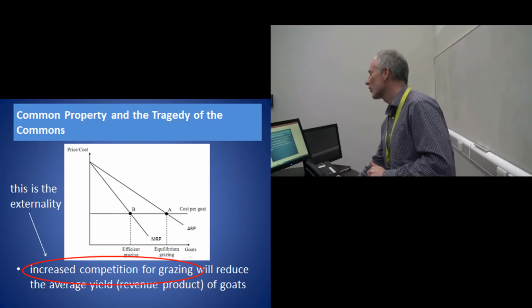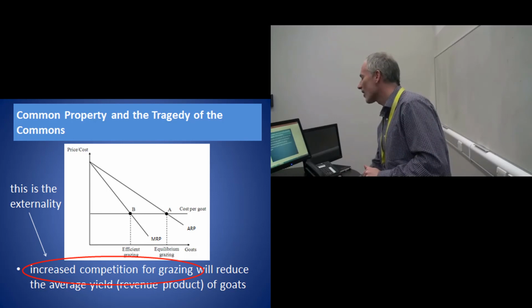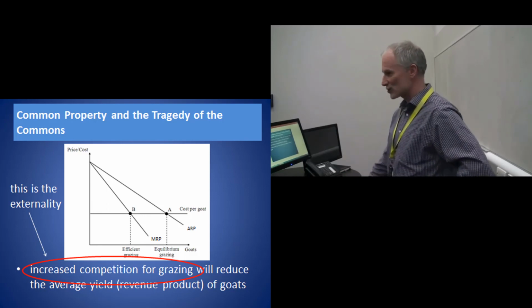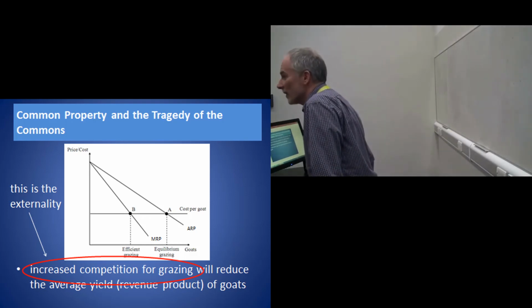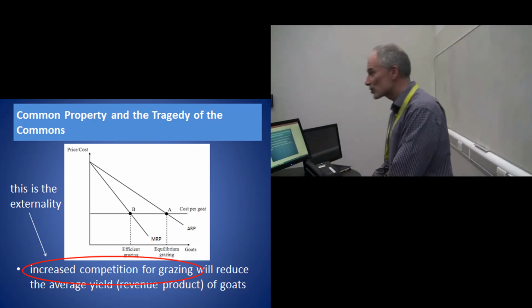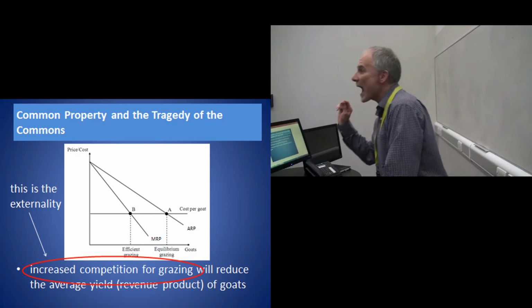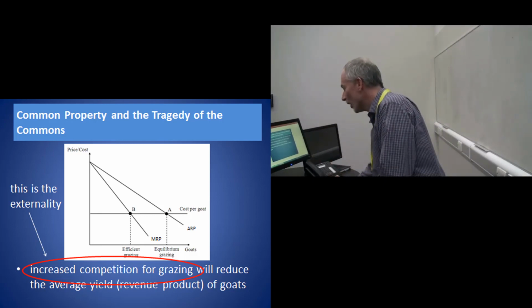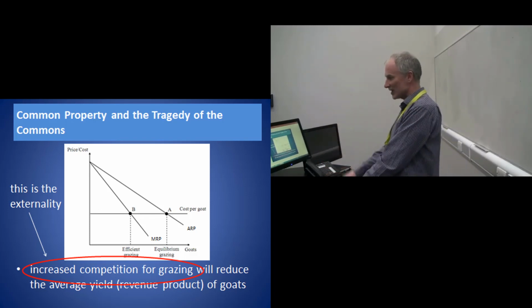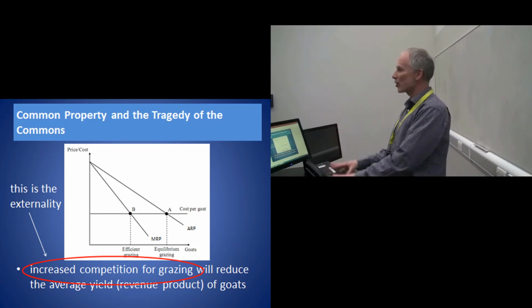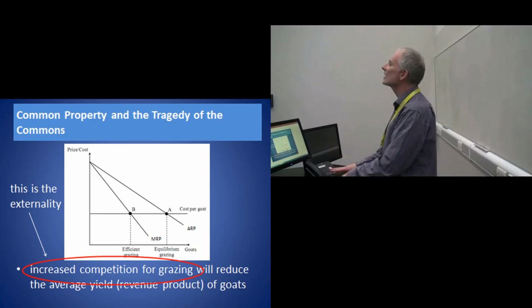And if you look at all of those answers to that question, there is not an incorrect statement there. All those statements are true. However, it's only that one, C, the increased competition for grazing, that is the source of the externality, and that is what causes the overconsumption.